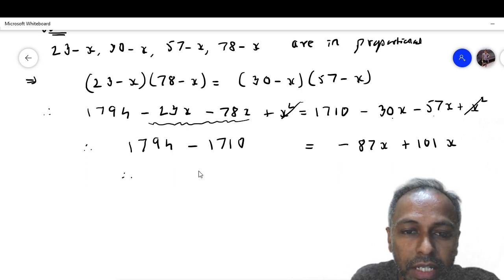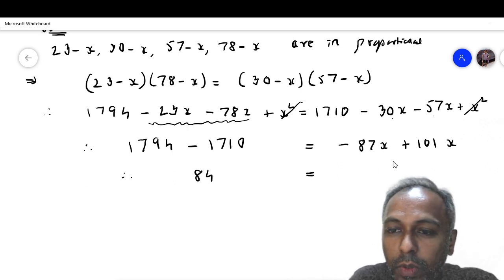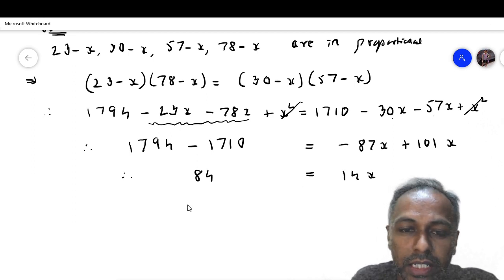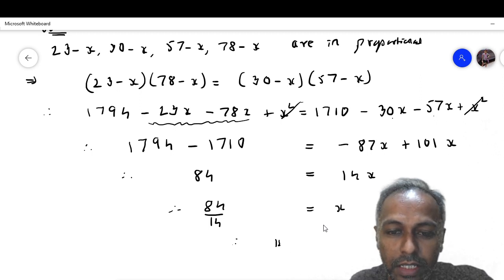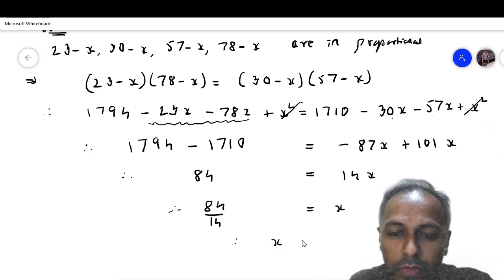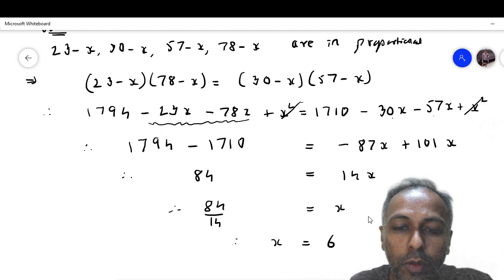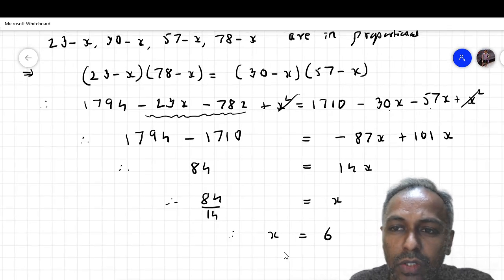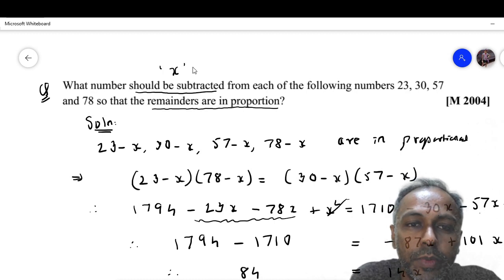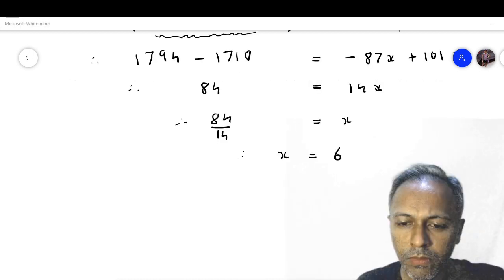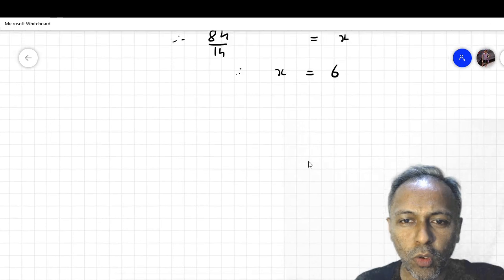Let us subtract this. We get here 84 is equal to, this balanced number will be 14, so 14x. Therefore if we divide by 14, we will get the x value. How much is x? 84 upon 14 is 6. So the question was, what number should be subtracted? The number to be subtracted is 6. Let us take one more board question.